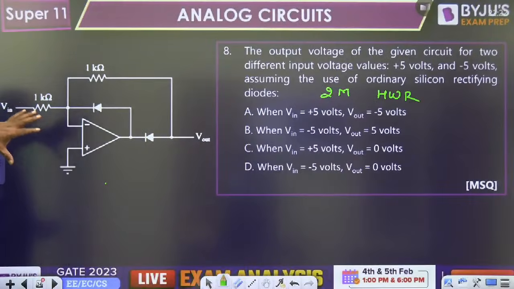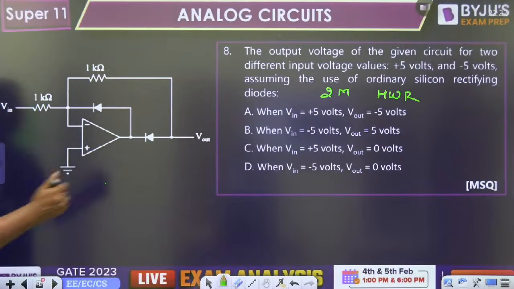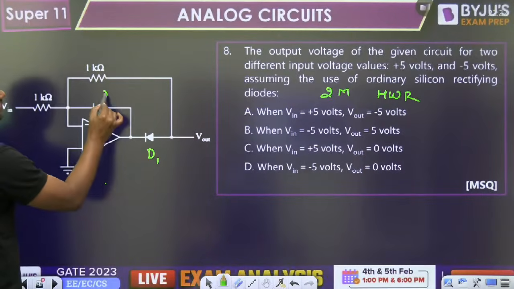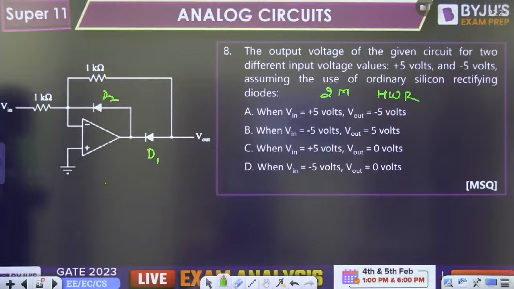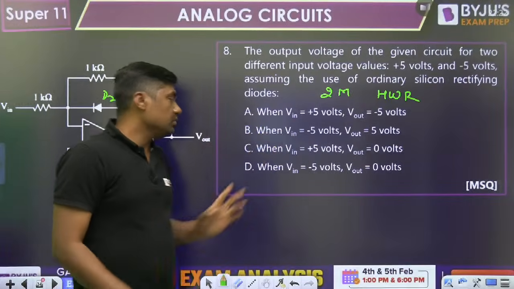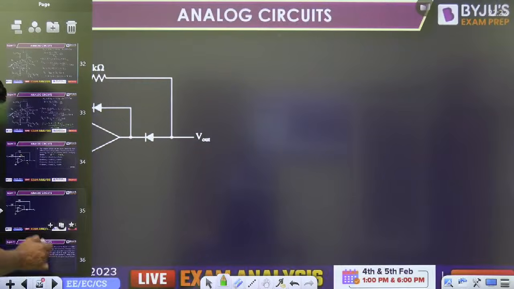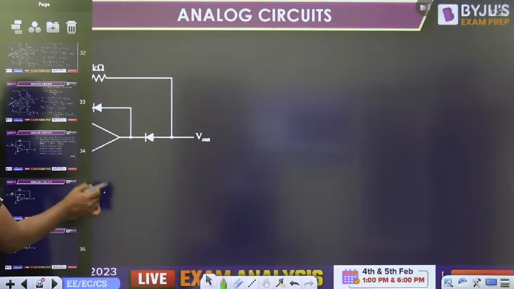Ordinary silicon rectifier. Ordinary silicon rectifying diode means practical diodes. This is the 0.7. This is the 0.7. These two are the diodes, D1 and D2. Okay, so what is given? Vin is 5 volt and minus 5 volt. This is a very, very simple one. First of all, put the plus 5 volt.